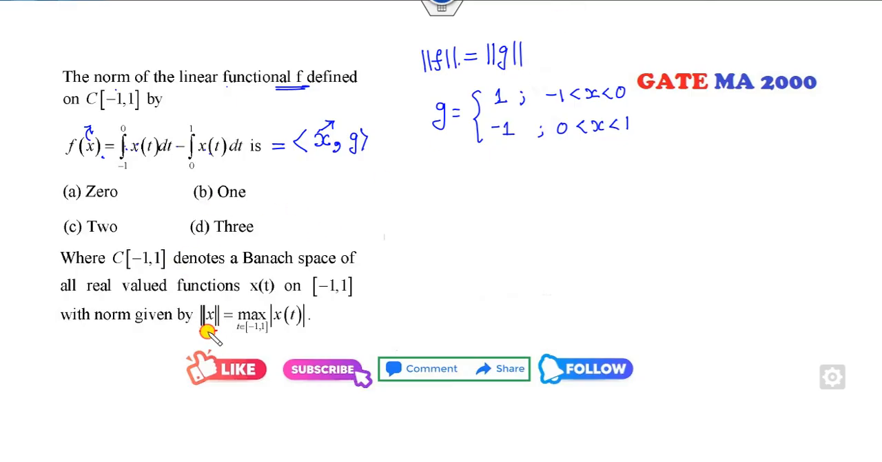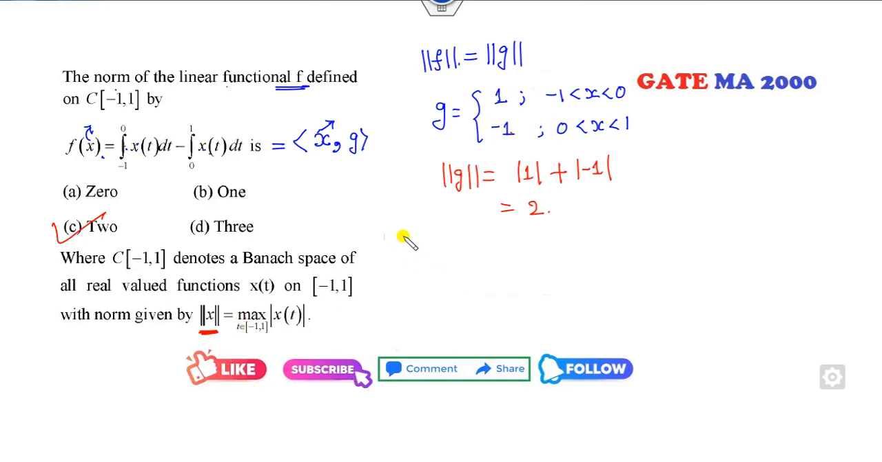What is the domain? Norm is defined as the maximum of mod t. So what is the norm of g? Maximum of this, so 1 plus the maximum of this. So 1 plus 1 is 2, my right answer of this problem.